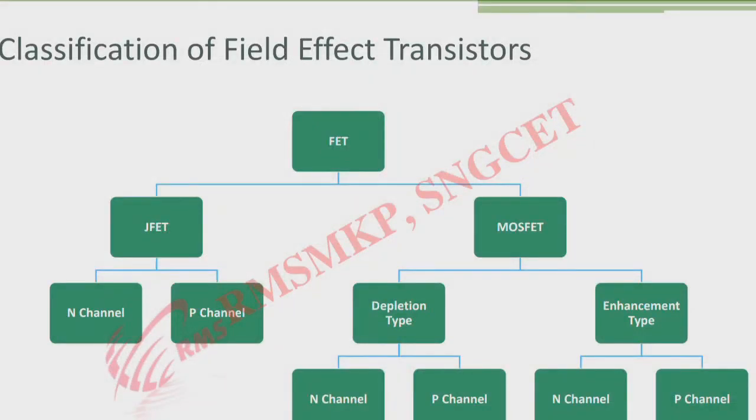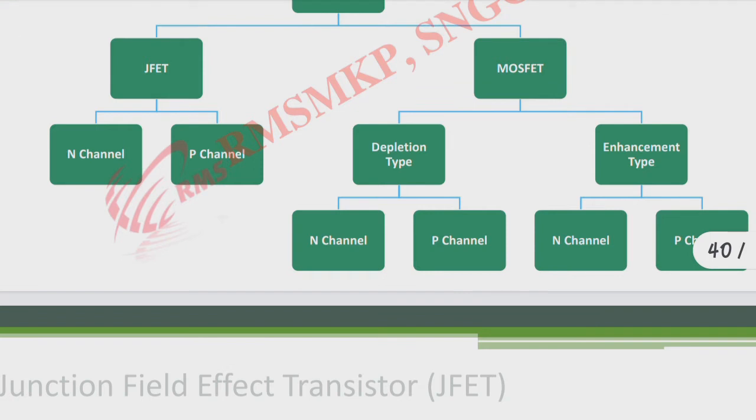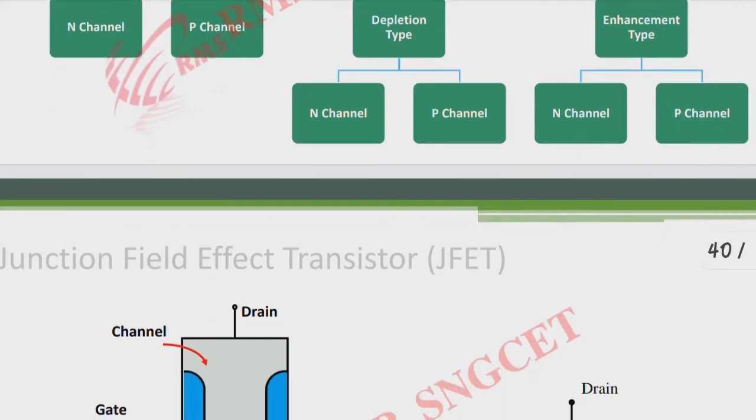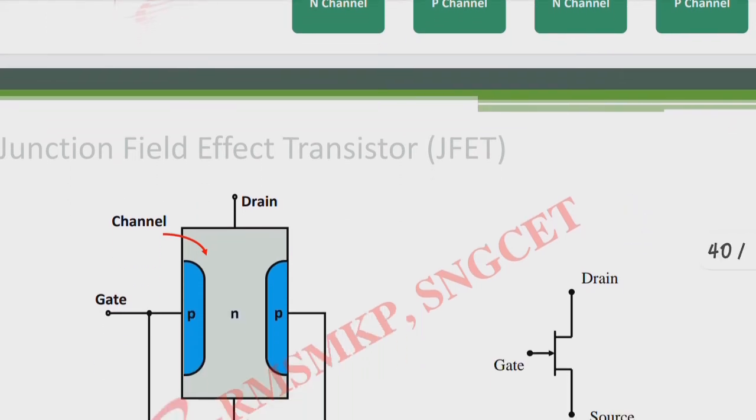So next module of KTU EET 205 Analog Electronics is the field effect transistor. FET can be classified into JFET and MOSFET. JFET can be N channel and P channel, and MOSFET can be depletion type and enhancement type. They can have N and P channels. First, JFET, the junction field effect transistor.